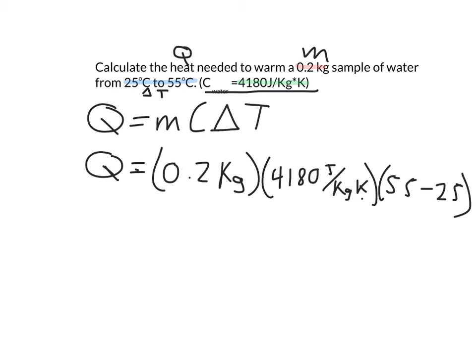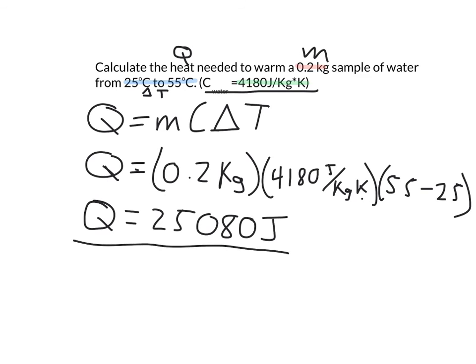So once you multiply this, you will obtain that the heat is equal to 25,080 joules. And this is the final answer. That's the heat you need to warm a 0.2 kilogram sample from 25 degrees Celsius to 55 degrees Celsius.